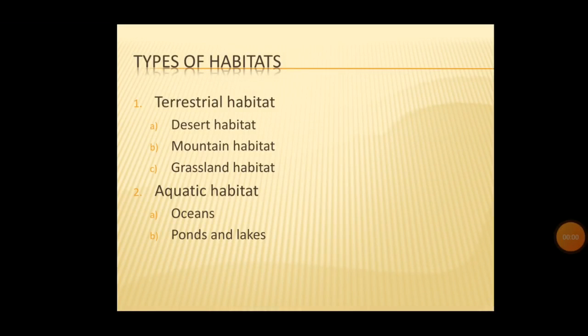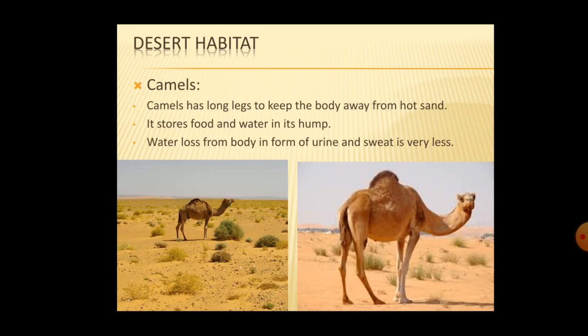There are two main types of habitats. The first is terrestrial habitat, that is present on the land, and second is aquatic habitat, which is related to water. Three main categories of terrestrial habitats are desert habitat, mountain habitat, and grassland habitat. Whereas for aquatic habitat, there are two main categories, oceans and ponds and lakes.